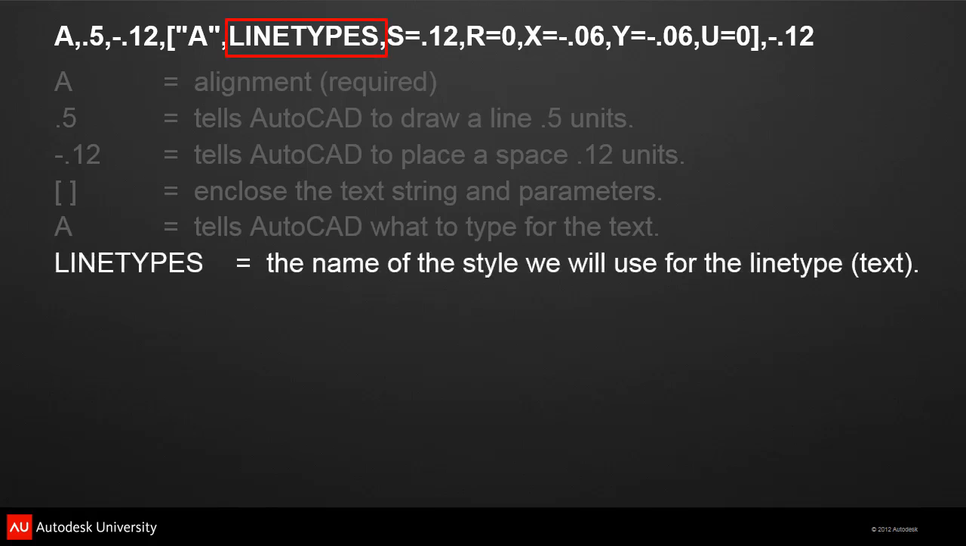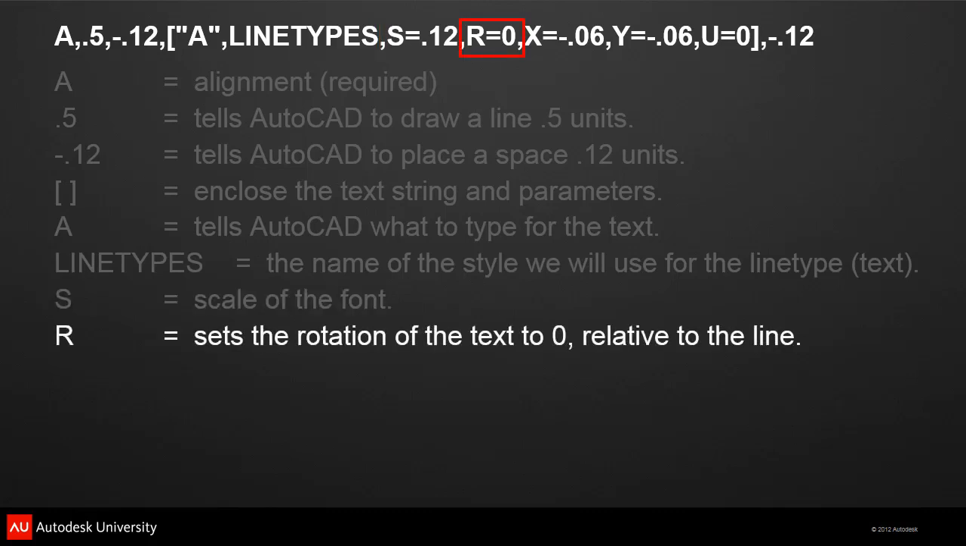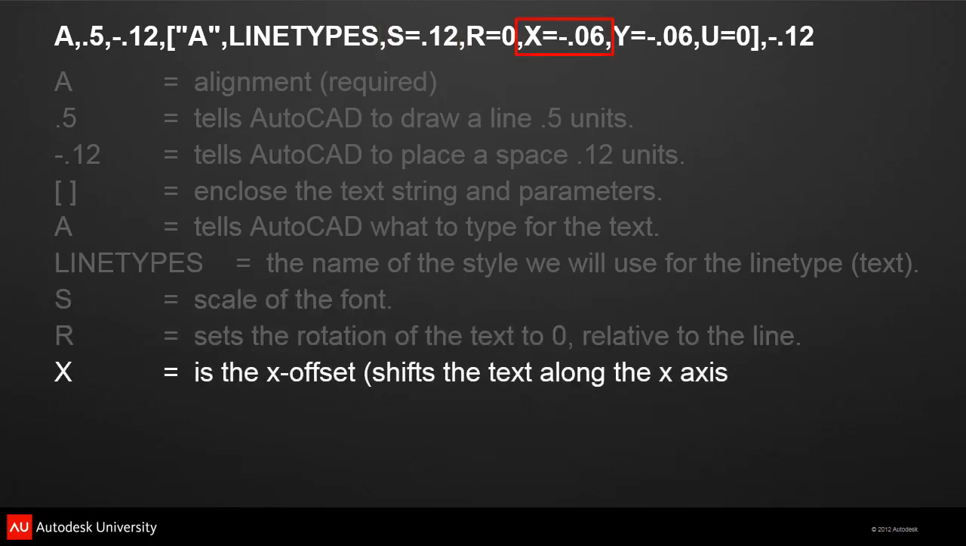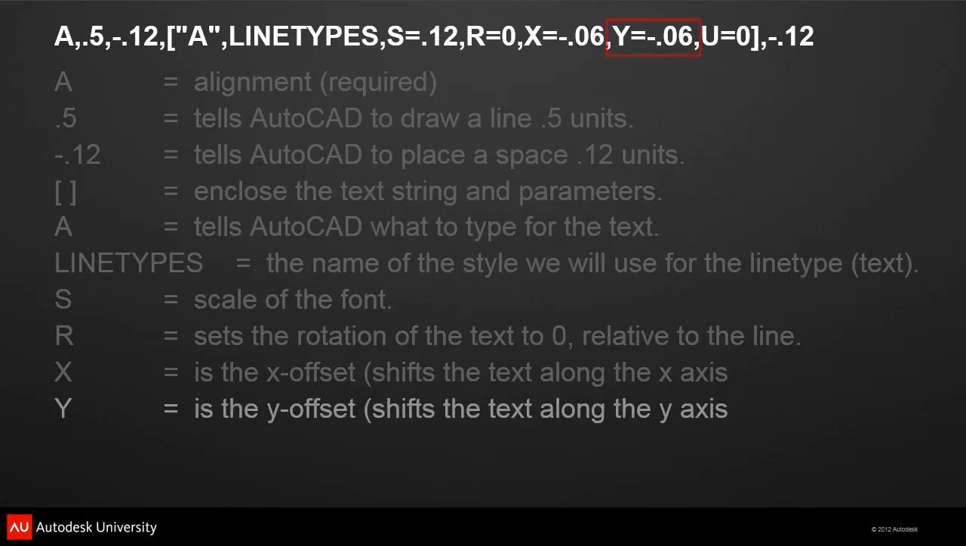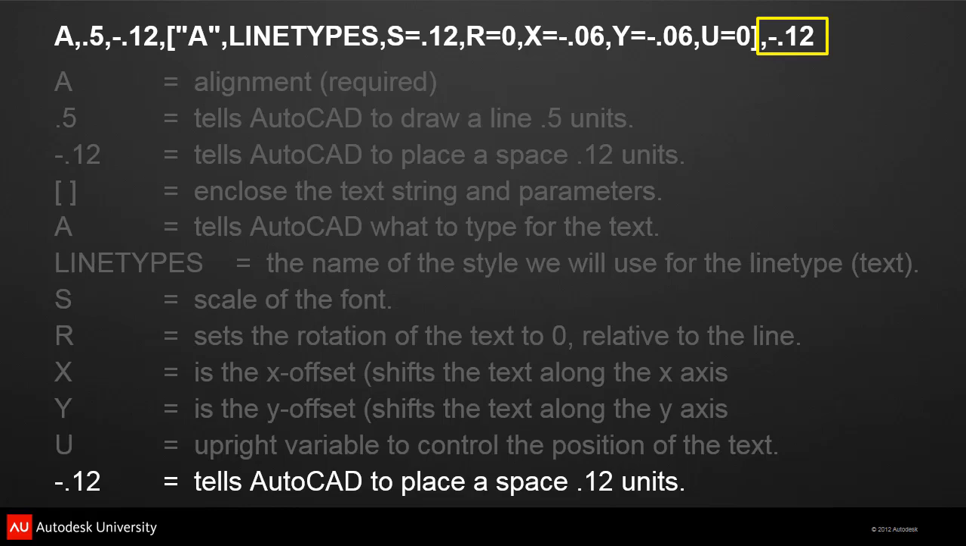Line types, this was just the default line type style. Your height, your scale of the font, the rotation angle, the X offset shifts the text along that axis, the Y offset. The upright variable was introduced in AutoCAD 2011 where you always have your text upright. And then it tells AutoCAD to place a space 0.12 units.